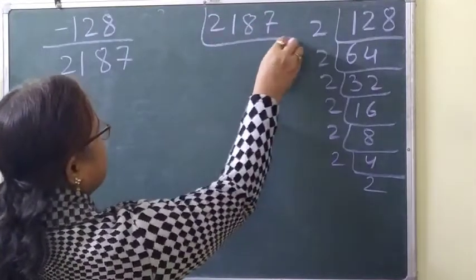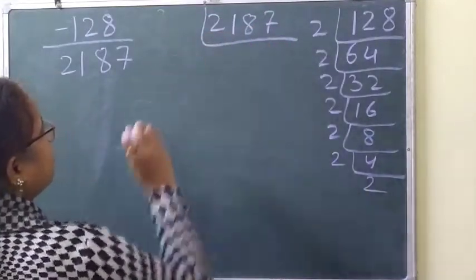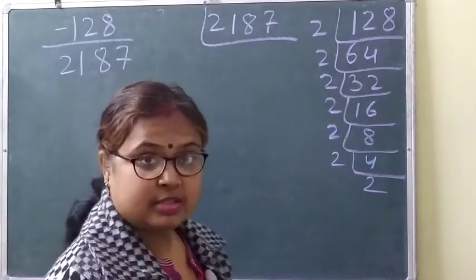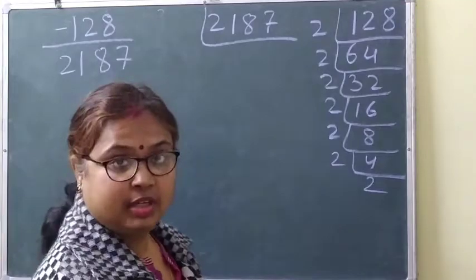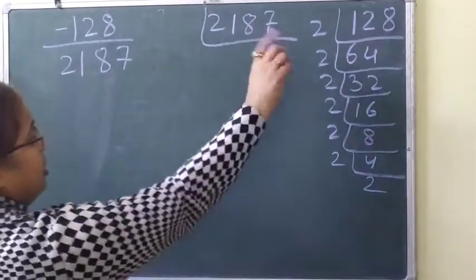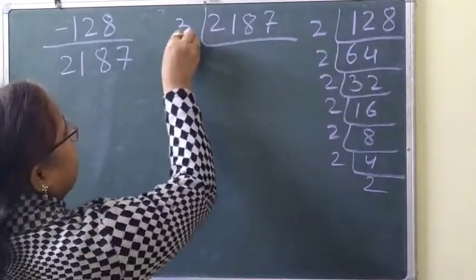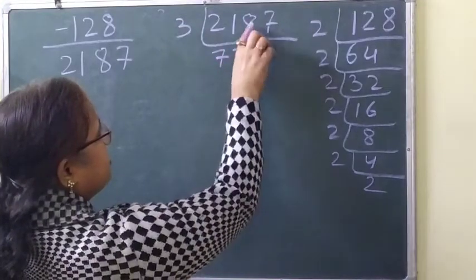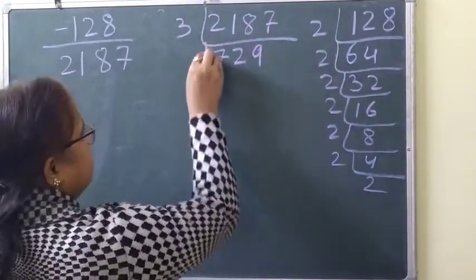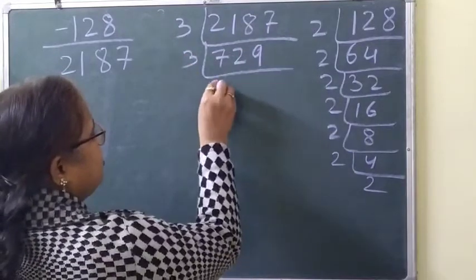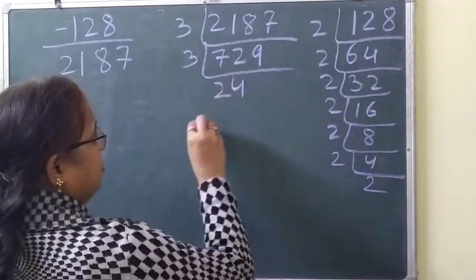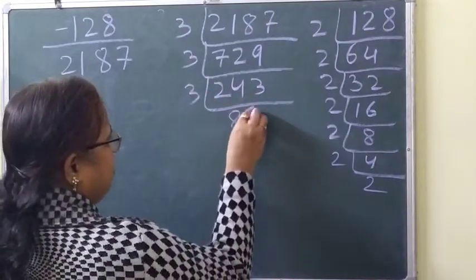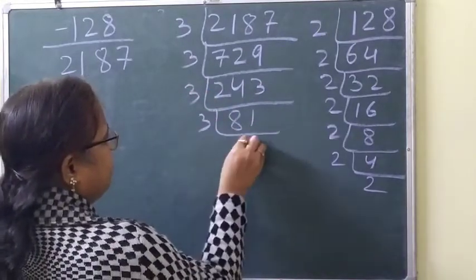Now 2187. Let's do this one. This ends in 7, so this is divisible by what? This can be divisible by odd numbers. So let's try with 3. Of course it will not go with 2. So 3. 3 7s are 21, then 3 2s are 6, 7, 8, 3 9s are 27. Yes, again 3 2s are 6, 3 4s are 12, 3 3s are 9, 3 8s are 24, 3 1s are 3. Then 3 9s are.